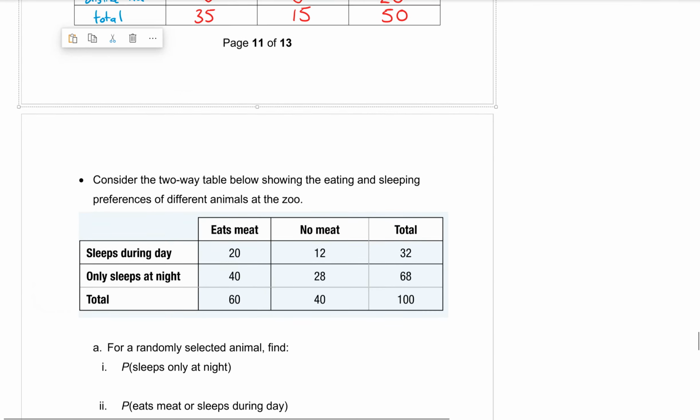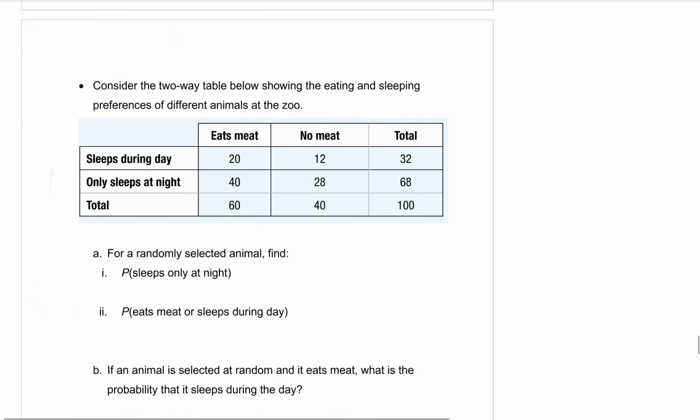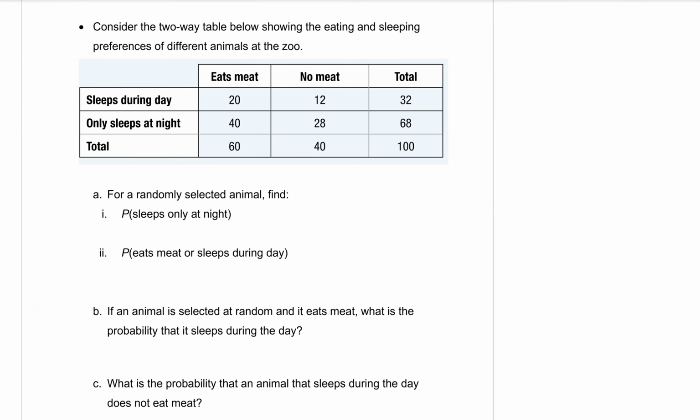Okay, next. Consider the two-way table below showing the eating and sleeping preferences of different animals at the zoo. So a table is provided for us. We want to find, for a randomly selected animal, the probability, so P for probability, that it sleeps only at night. So sleeps only at night is here. We want to know how many animals sleep only at night. Well, that would be this total here. There are 68 animals that sleep only at night.